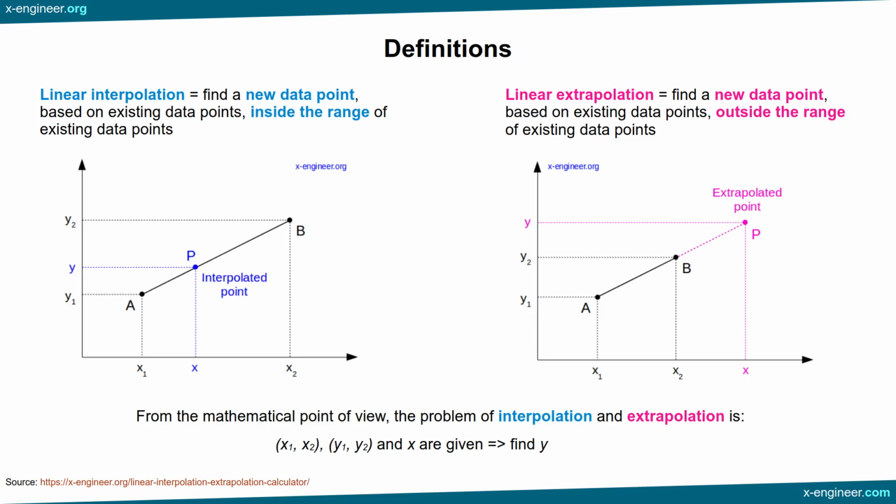On the other hand, linear extrapolation is used to estimate a new data point outside the given range. Instead of staying within the known data points, we extend the trend beyond them to predict an unknown value. In the graph on the right, point P is an extrapolated point that lies outside the range of points A and B. From a mathematical perspective, both interpolation and extrapolation involve finding the value of y for a given x, based on two known points, x1, x2, and their corresponding values, y1, y2. These techniques are widely used in engineering, physics, and data analysis to estimate missing or future values. In the next section, we'll explore the formulas that make these calculations possible.